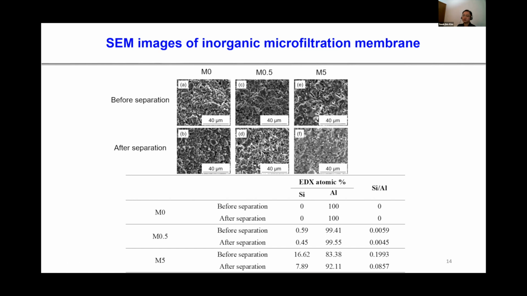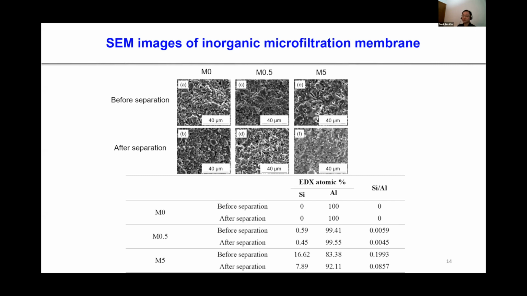This means that on the M5 membrane, silicon nanoparticles aggregated due to the higher concentration of silicon nanoparticles, which decreases the interaction between silicon nanoparticles and the alumina membrane surface. So the larger the aggregate on the membrane, the easier it is to wash away silicon nanoparticles during the separation test. Comparing M.5 and M5, M.5 was better in terms of aggregation.